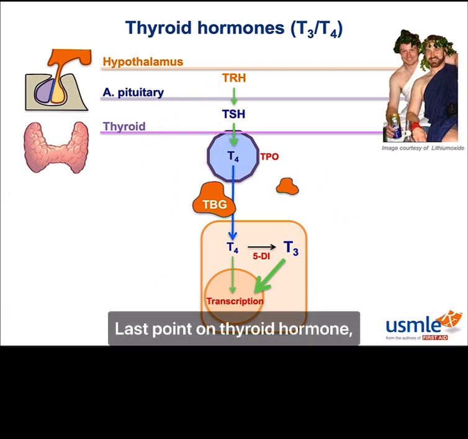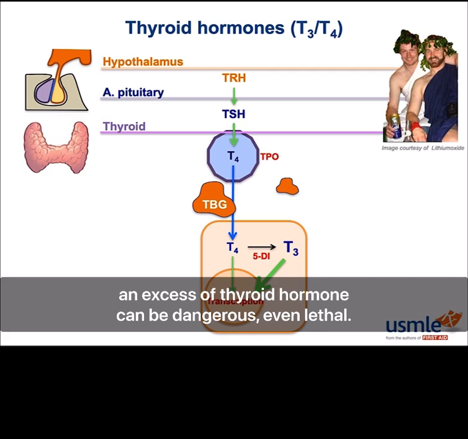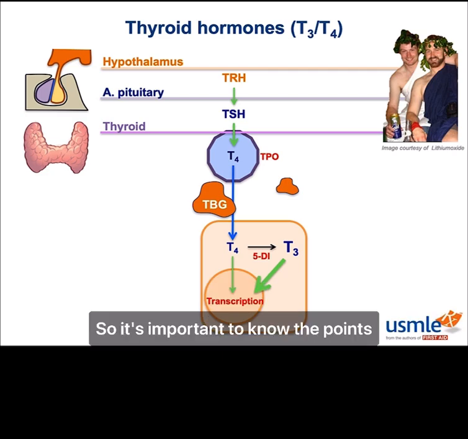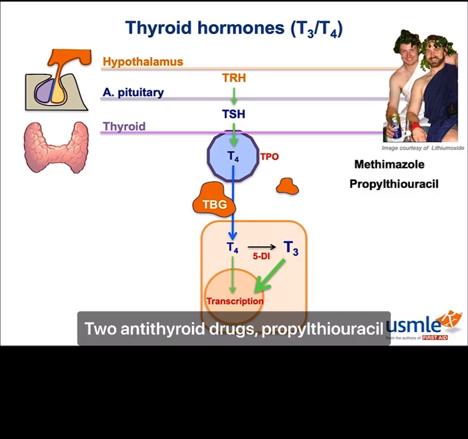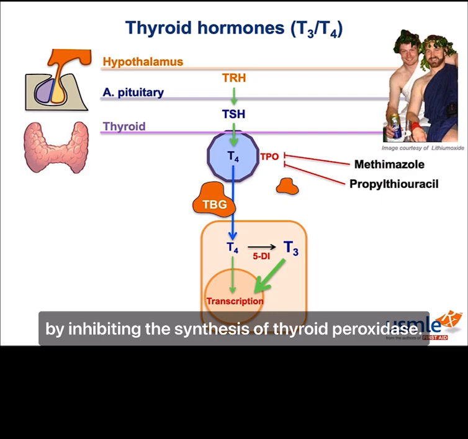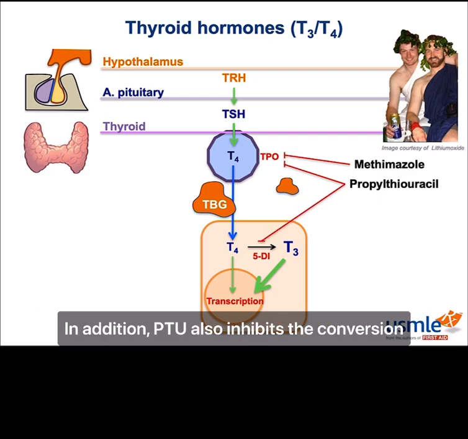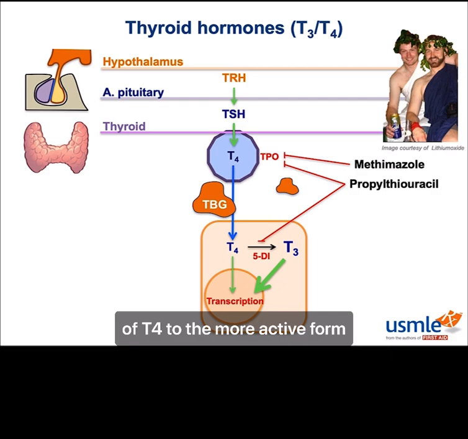Last point on thyroid hormone. An excess of thyroid hormone can be dangerous, even lethal, so it's important to know the points where the path of thyroid hormone activity can be cut off. There are two antithyroid drugs, propylthiouracil and methimazole, that both primarily act by inhibiting the synthesis of thyroid peroxidase. In addition, PTU also inhibits the conversion of T4 to the more active form by inhibiting 5' deiodinase.